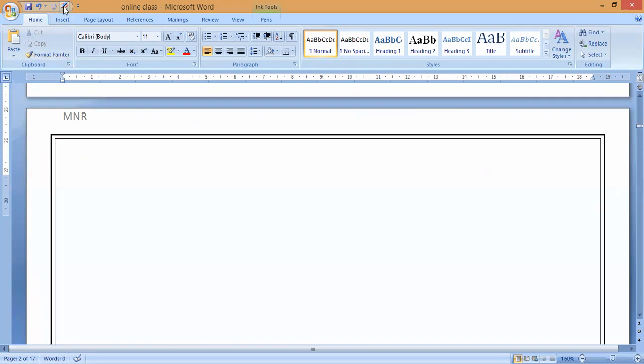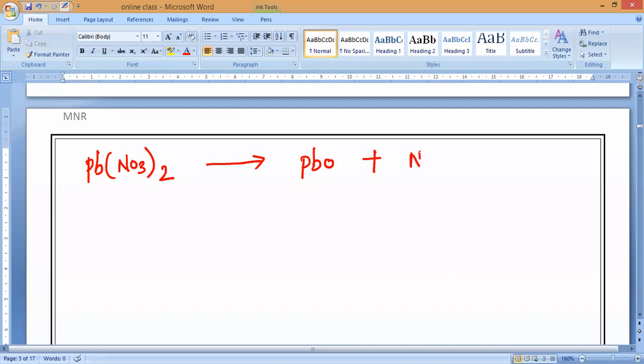Next equation. Let us see, everyone, let us write the next equation. Lead nitrate formula, anybody? Already we have studied. Lead nitrate, Pb(NO3)2, twice, will give you lead oxide, PbO, plus a change in color. We have studied this. Have you remembered? Yes, sir. Those are chemical characteristics.